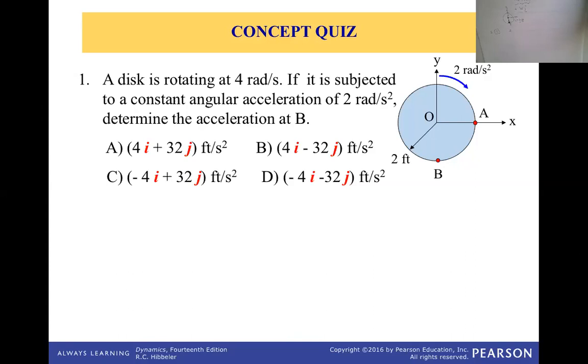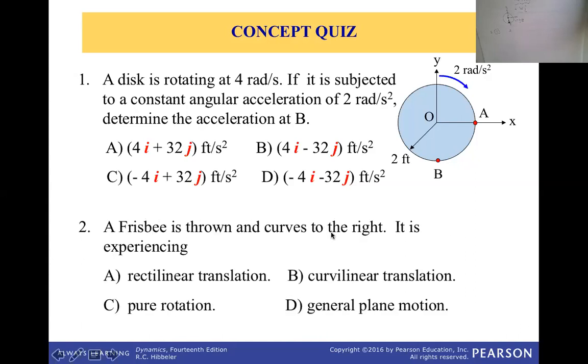The first one is kind of complicated, more complicated than the second one. The second one is kind of straightforward. It says if a frisbee is thrown and curves to the right, it's experiencing, should be D, right? General plane motion, because it's having translational motion as well as rotational motion. The combination of the two. So the second one will be D. We can get the second one straight out of that.